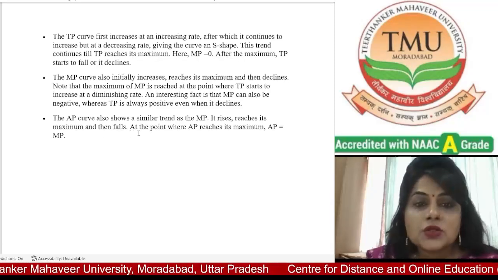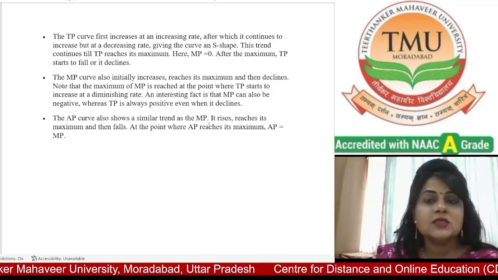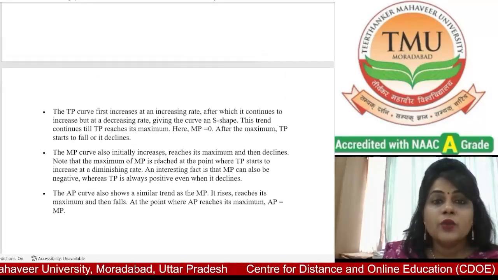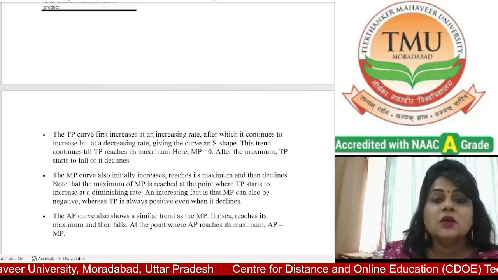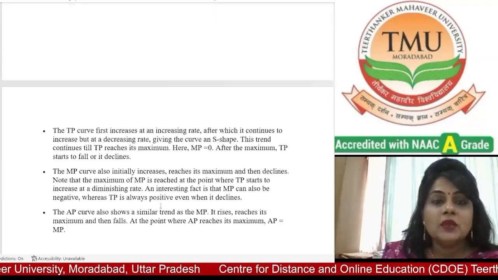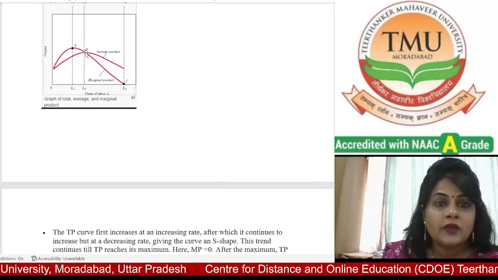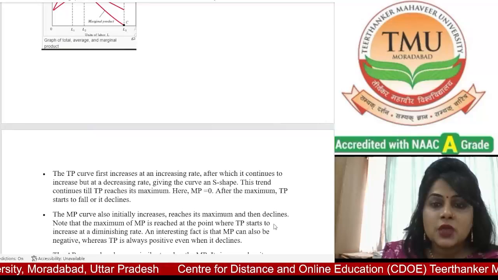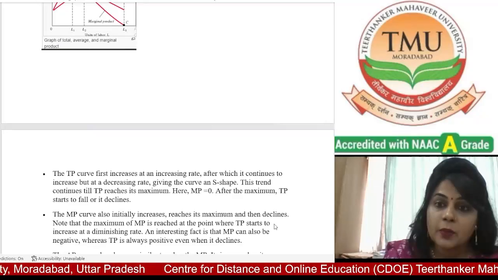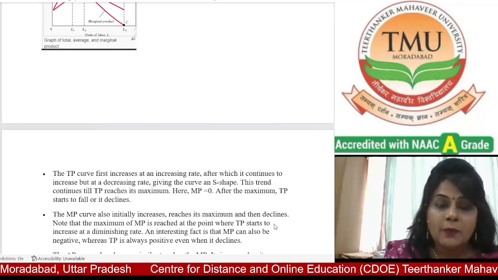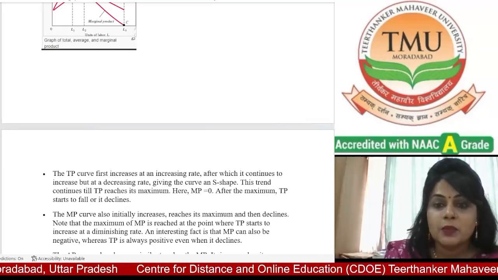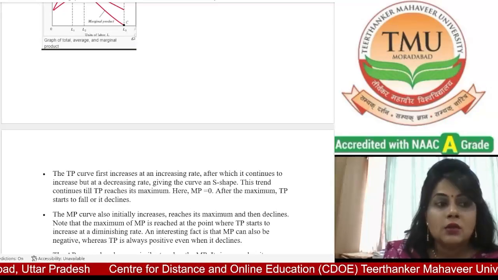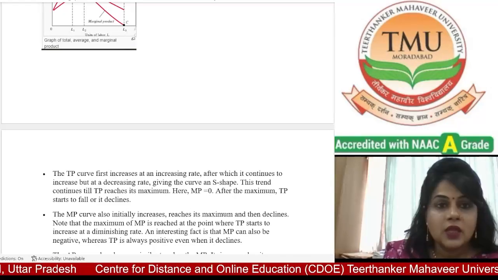The AP curve also shows a similar trend as MP. It rises, reaches its maximum and then falls. At the point where AP reaches its maximum, AP is equal to MP. Hope students understood well what is TP, total production, what is MP, marginal production, what is AP, average production, and how they reach their points, how they move.